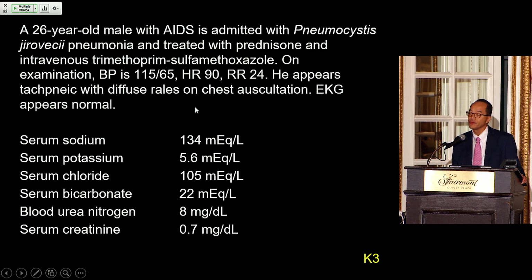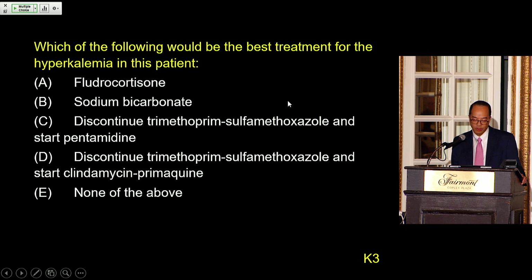Okay, another case of hyperkalemia for you. A 26-year-old male with AIDS admitted with pneumocystis pneumonia, treated with prednisone and IV trimethoprim-sulfamethoxazole. On exam, he's tachypneic with diffuse rales, and his K is 5.6. Which of the following would be the best treatment for the hyperkalemia in this patient? Is it fludrocortisone, sodium bicarbonate, discontinue trimethoprim-sulfamethoxazole and start pentamidine, discontinue trimethoprim-sulfamethoxazole and start clindamycin-primaquine, or none of the above? Oops, sorry. Okay, now you can vote.